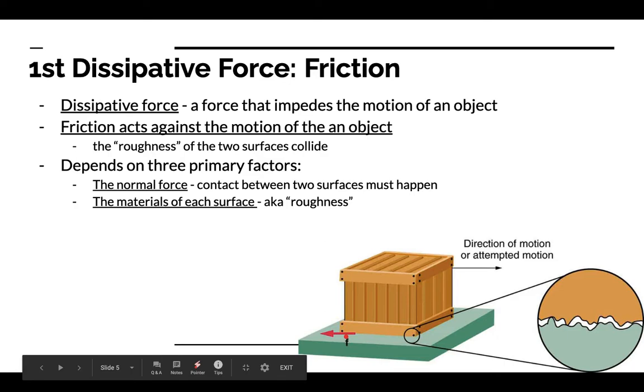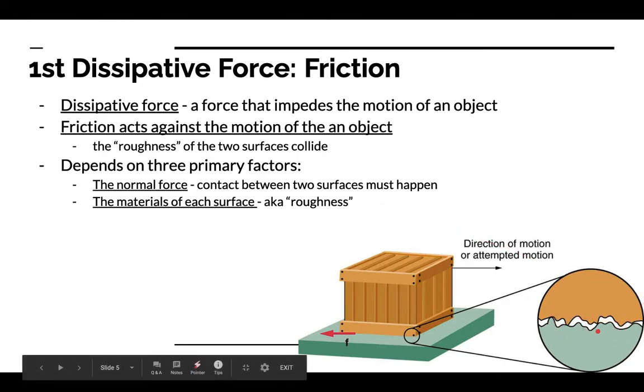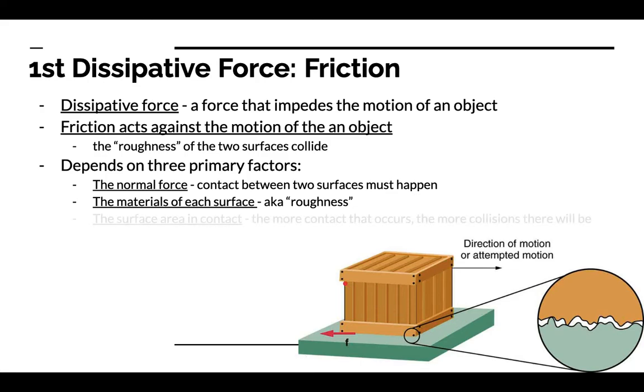The second factor is the materials of each surface, aka the roughness. Each material in the universe has unique properties, such as boiling point and melting point. One property that we use to quantify the roughness of a surface is what we call the coefficient of friction. Each material has a unique coefficient of friction, and this quantifies basically how rough the surface is, how many ridges there are on the surface. And lastly, similar to the normal force is the surface area in contact. The more contact that occurs, the more collision there will be, and thus the higher the force of friction acting as well.